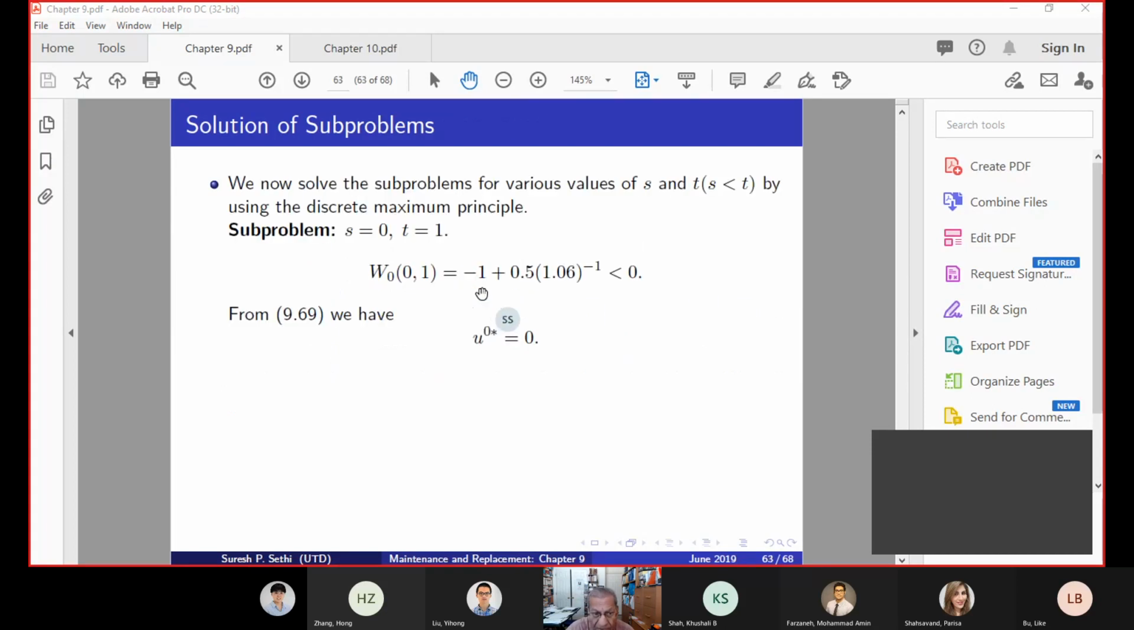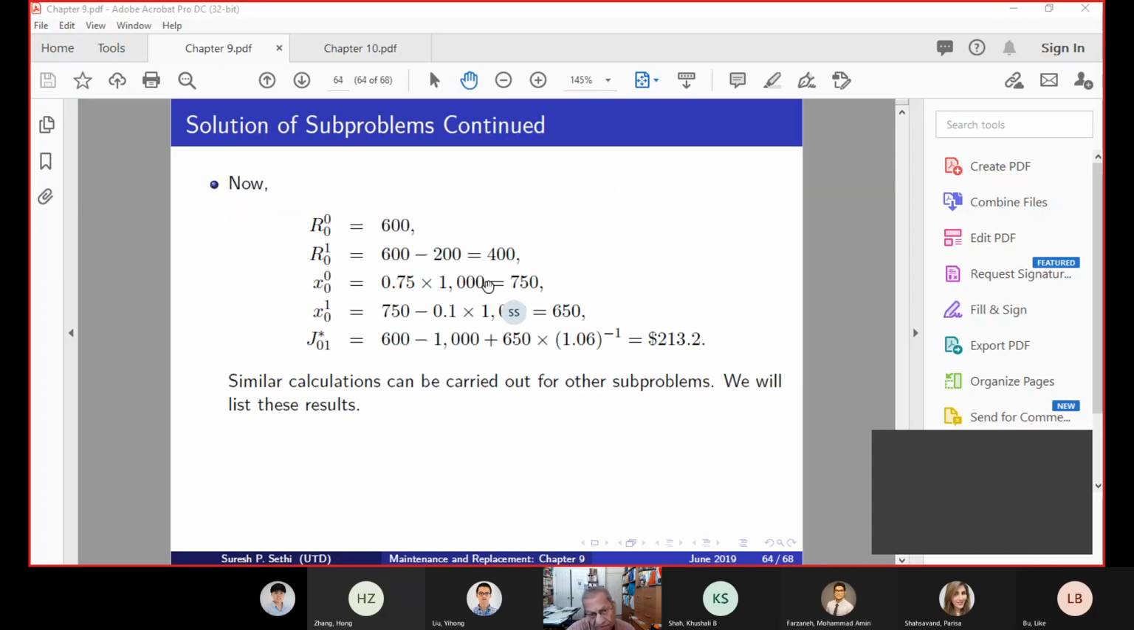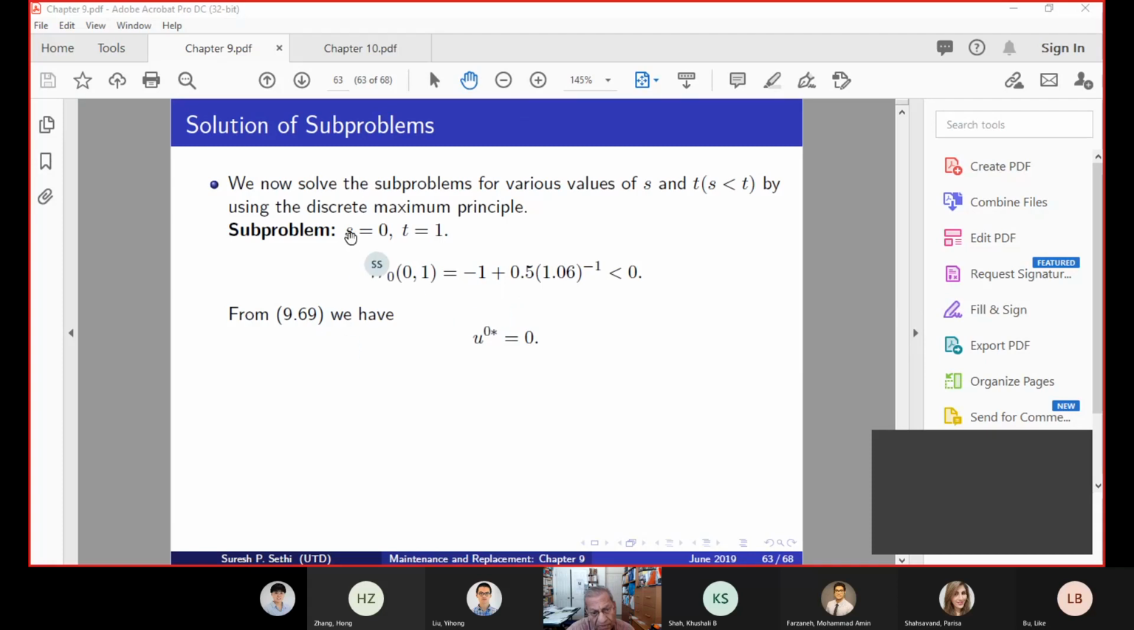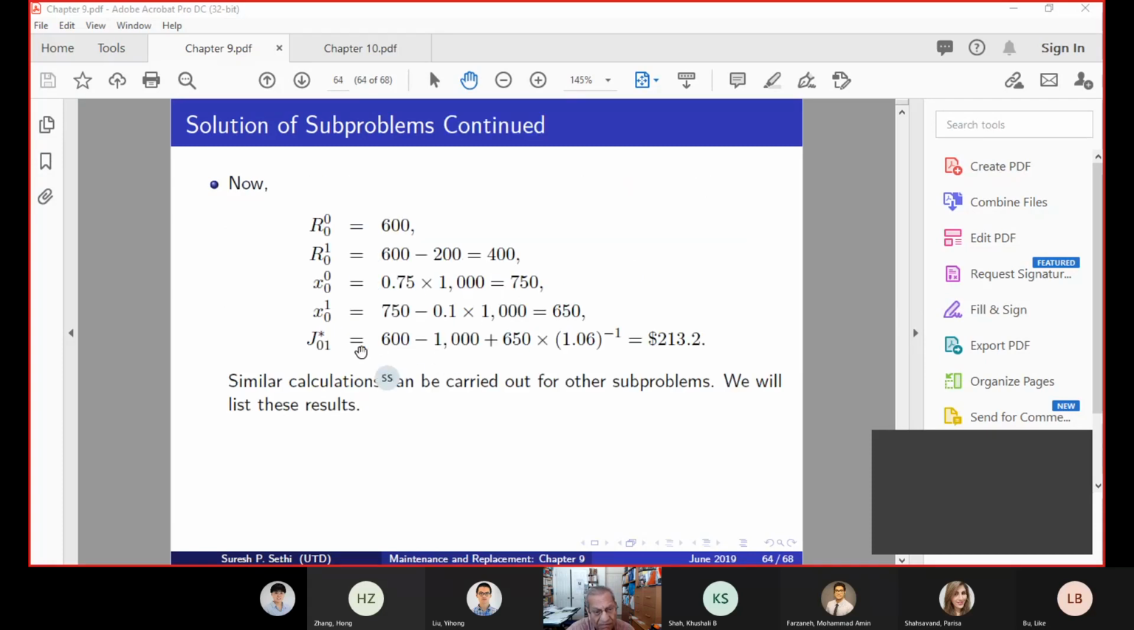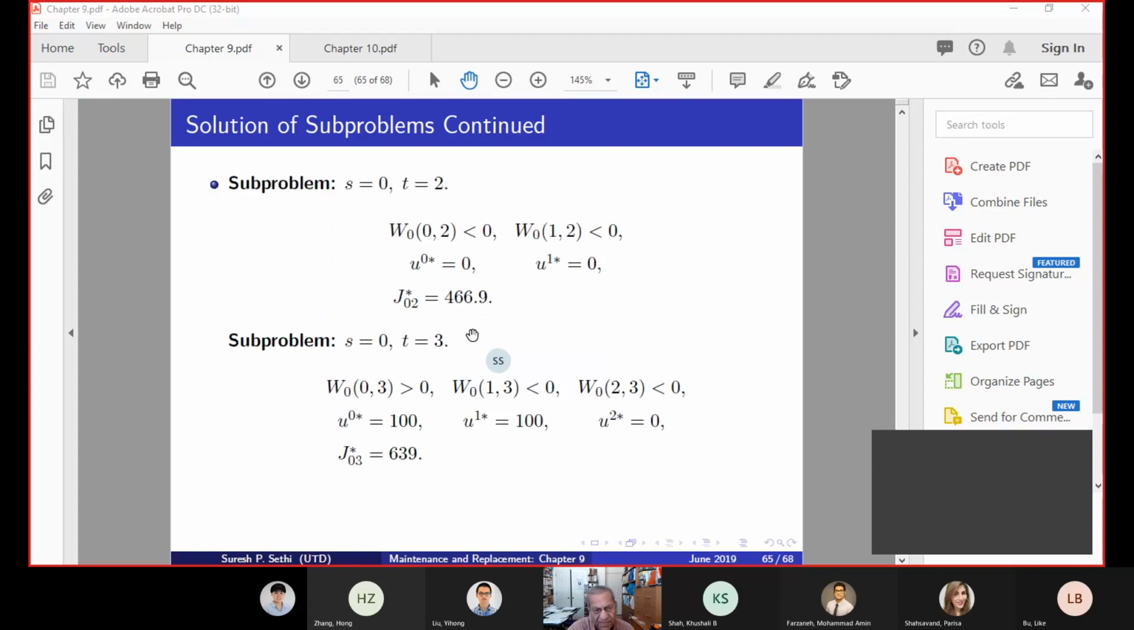By solving this problem, because I know how to solve the control problem of Thompson type, I can find the objective function value. So this gives me J01 star. If I do similar things for S equal to 0, T equal to 2, I look at the switching function, I find that the value again is 0, and I can compute this value. If I go from 0 to 3, I see the following. The control for the first two periods is 100, 100, and the last period is 0. And the value of the enterprise here is 639.